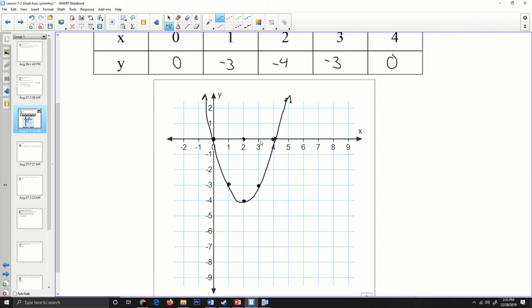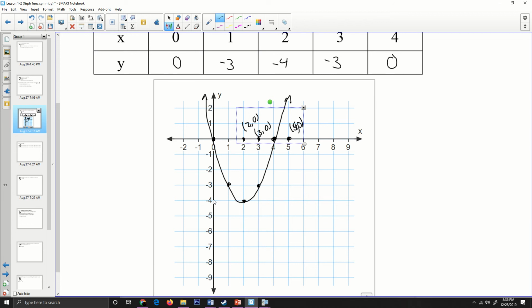Any point that is on the x-axis has a y value of 0. This value right here is 2, 0. This point right here is 3, 0. This point right here is 5, 0. And so every point on the x-axis, its y value is 0. And we can leverage that power to figure out what our x-intercepts are going to be.